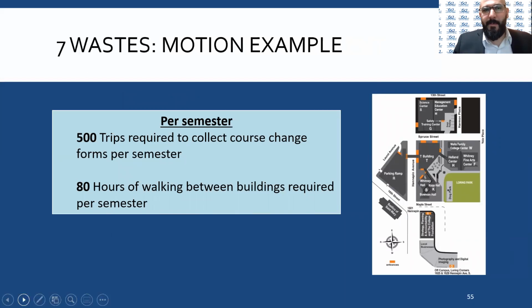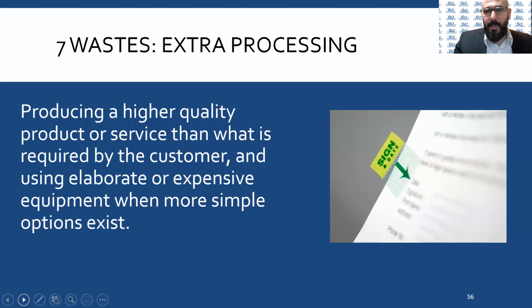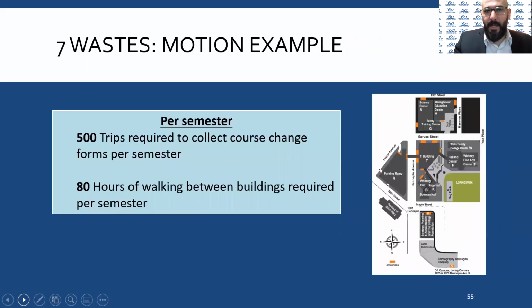Here's an example from academia. Sometimes 500 trips are required to collect course change forms per semester. And this would be 80 hours of walking between buildings required per semester. Wow, look at that. How about we fix that with electronic approval? Maybe that would work.